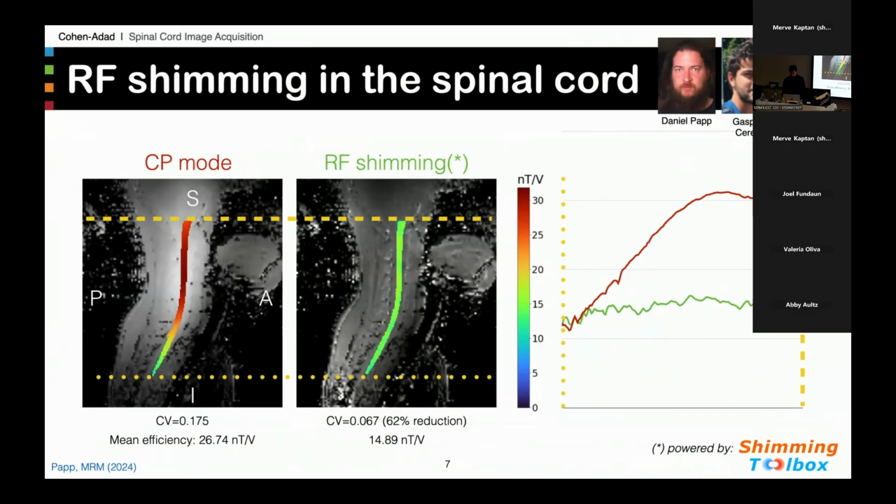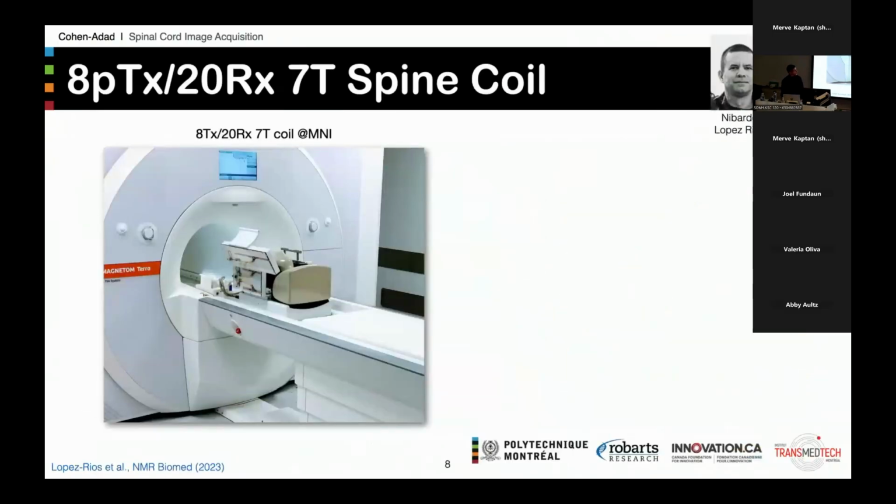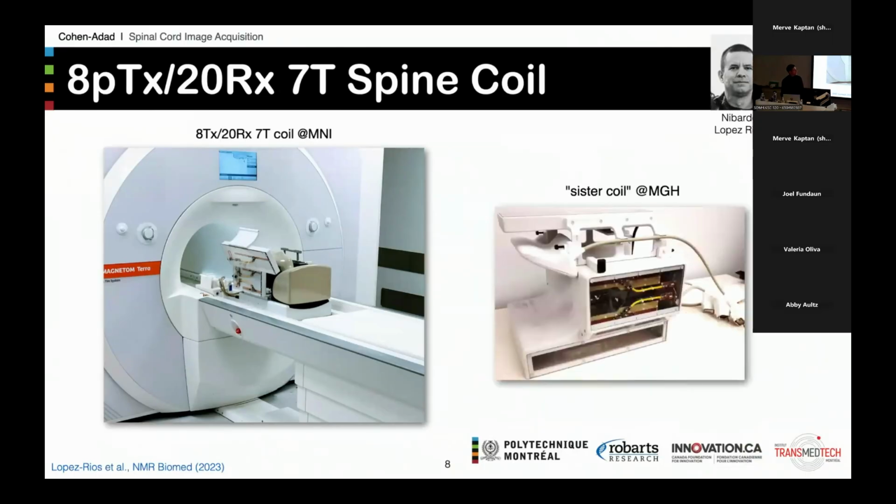B1 plus maps and pictures of the coil. So that's how the coil looks. It can basically open and close. And then since we are pretty happy with this design and Rob Barry was becoming a bit jealous, we built one for him that is now sitting, taking dust somewhere at MGH. So if you want to do a trip to Boston, you're welcome to use the coil.